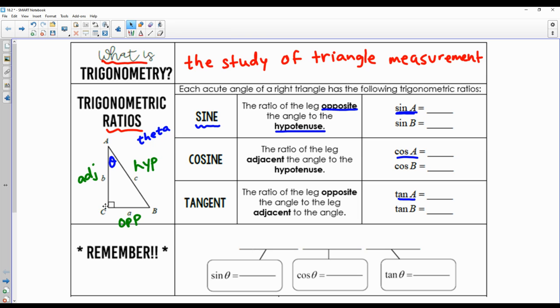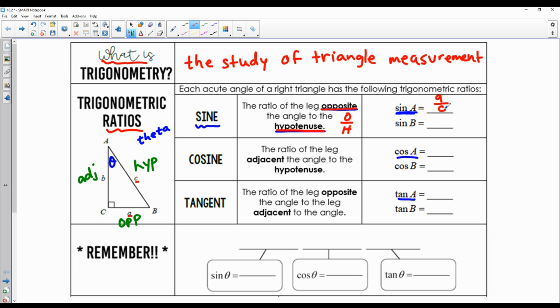So this sine right here, let's go back to get a marker. The sine is always the opposite over the hypotenuse. So when you look right here, my opposite was A, so it's going to be A over the hypotenuse, which was C. So it's just A over C. That's what your sine is.